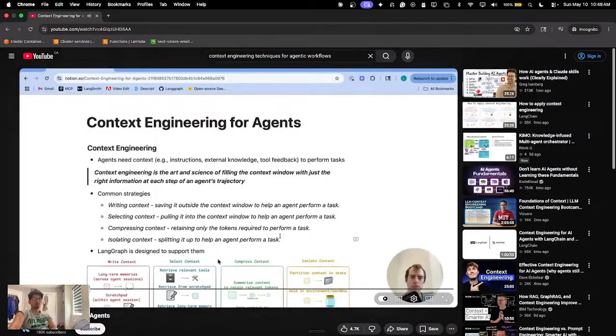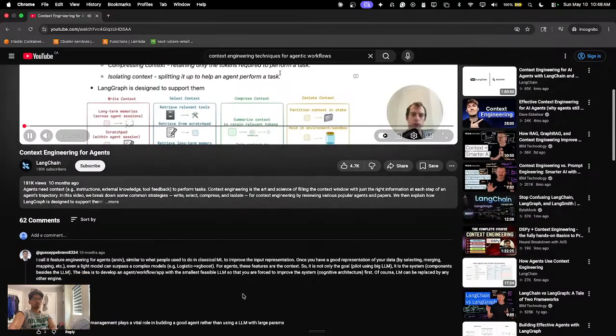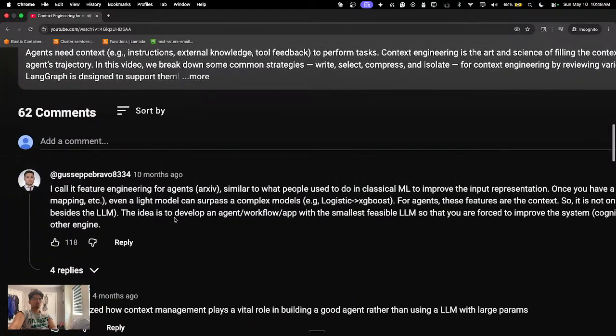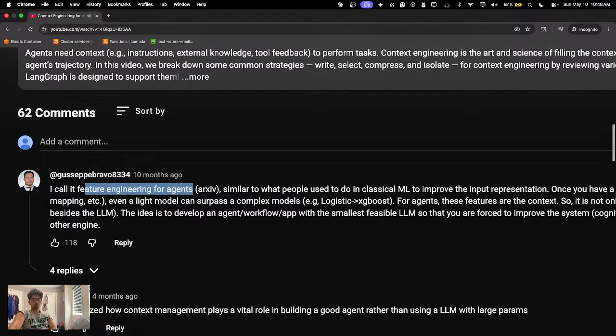This is Lance from LangChain. You might have heard this term context engineering recently. It's a nice way to capture many of the different things that we do when we're building agents. Of course, agents need context, they need instructions, they need external knowledge.